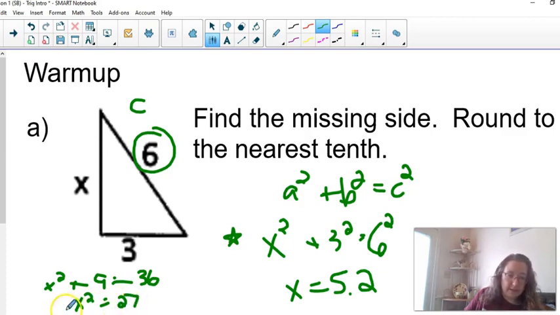How do we get x? We take the square root of both sides. Then our square and square root cancel out, and x is the square root of 27.